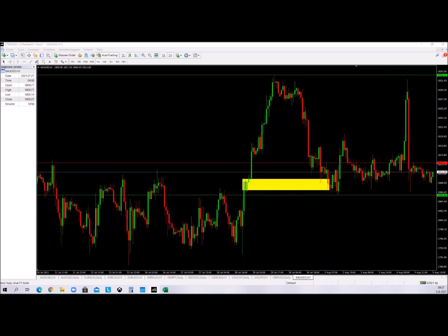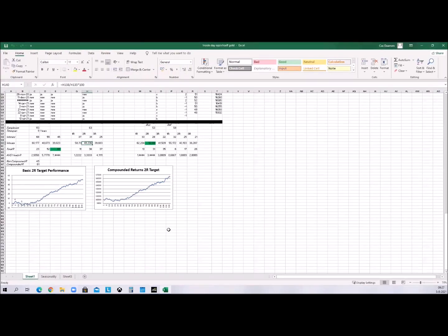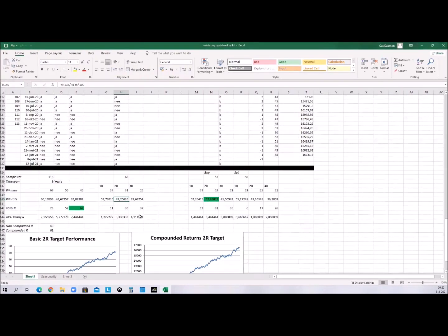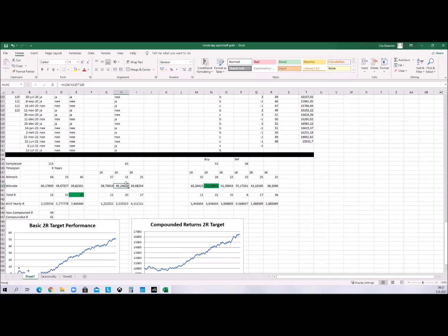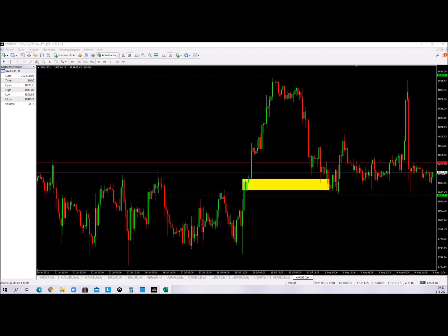And as you can see, price retested this area. It also gave my mechanical setup. And if we go to my statistics, this is the particular setup we had, and there was a 49% chance of making 2R on this particular trade. So that's a decent edge. And as you can see, over the past 9 years, this strategy has performed very, very well. Clean equity curve. So I'm very happy with this strategy.